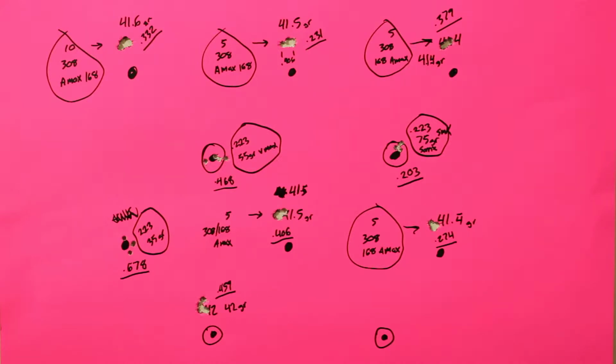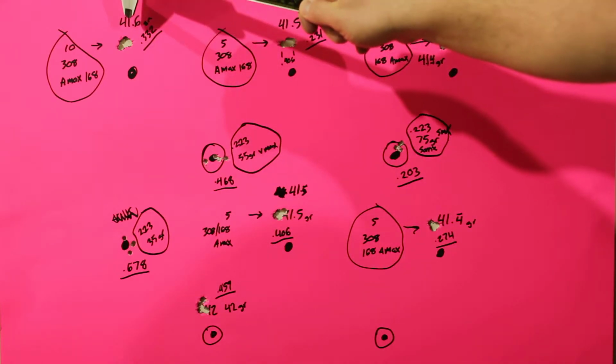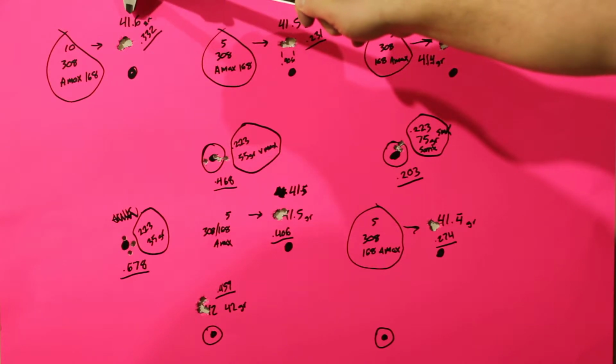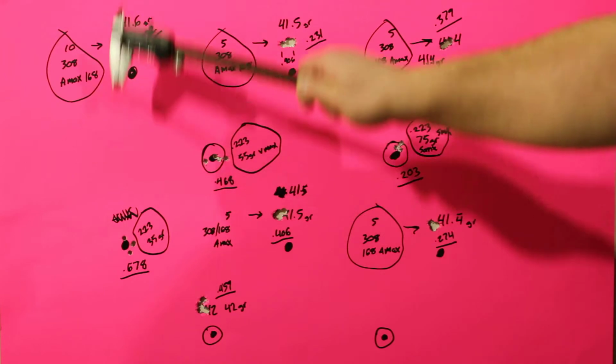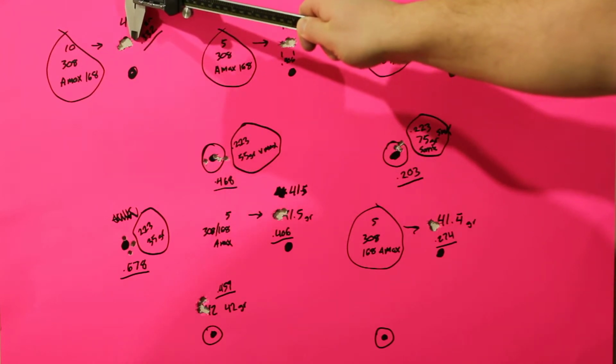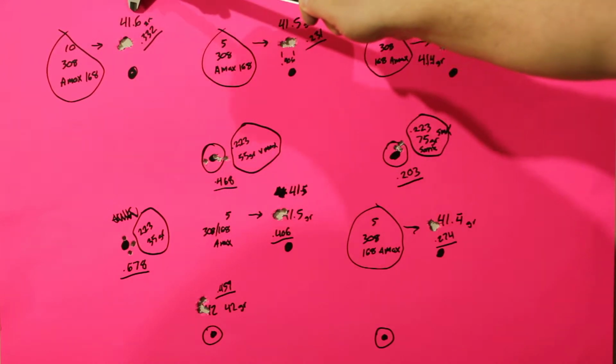Okay, this is a little load development video. Went out and shot today. I loaded 3 different types of bullets, 3 different grains in my bullets. I screwed this up. This was supposed to be 41.6, and then I was going to have 2 groups here. I ended up shooting all 10 bullets into this hole here.